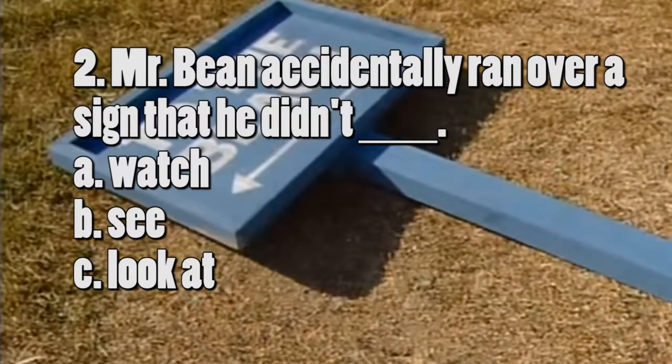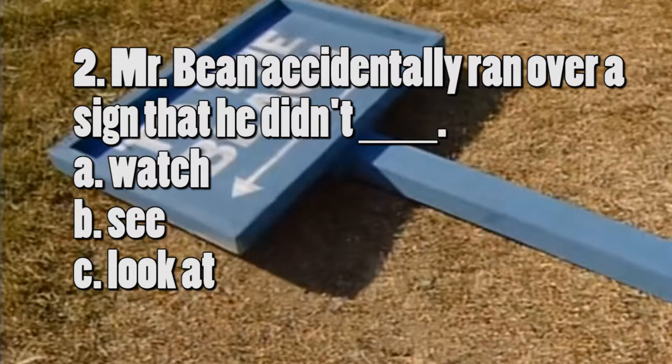Number 2. Mr. Bean accidentally ran over a sign that he didn't A. Watch. B. See. Or C. Look at. The correct answer is B. See. Mr. Bean accidentally ran over a sign that he didn't see.